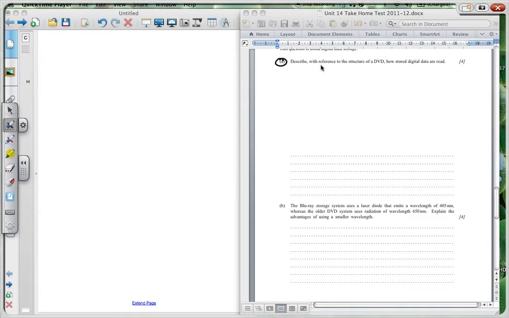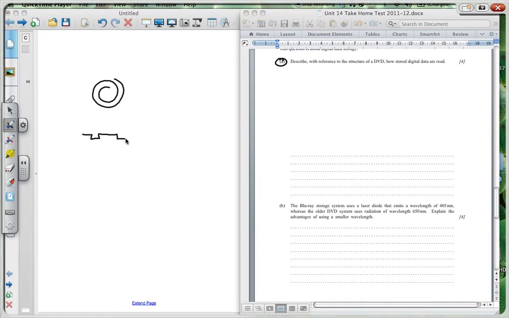A. Describe with reference to the structure of a DVD how stored digital data are read. Well, in a DVD you have a track, and it reads it in a spiral like that as it goes around. This is obviously much bigger, and in that track you get a series of bumps like that and pits. So you're getting that sort of situation.